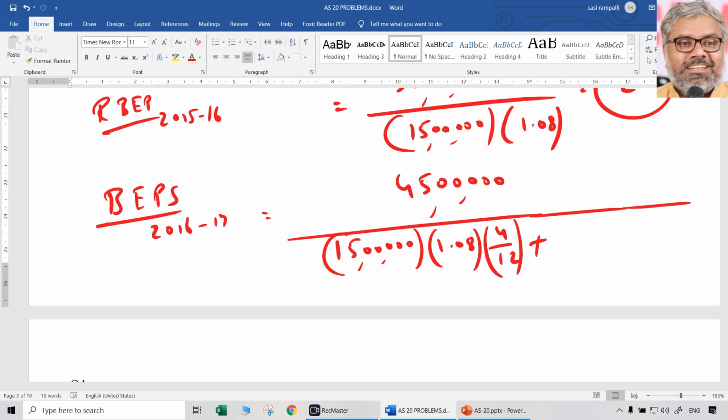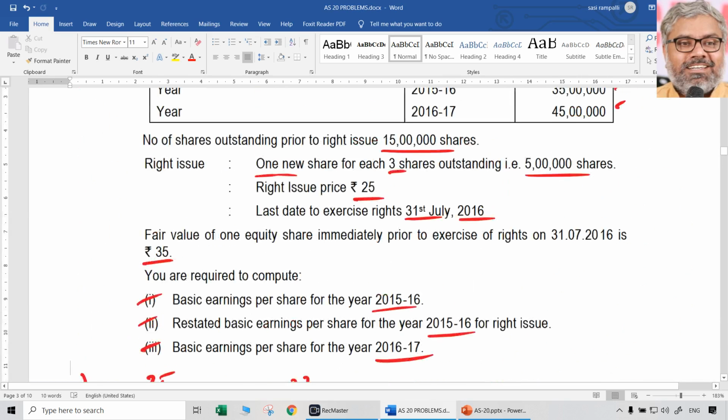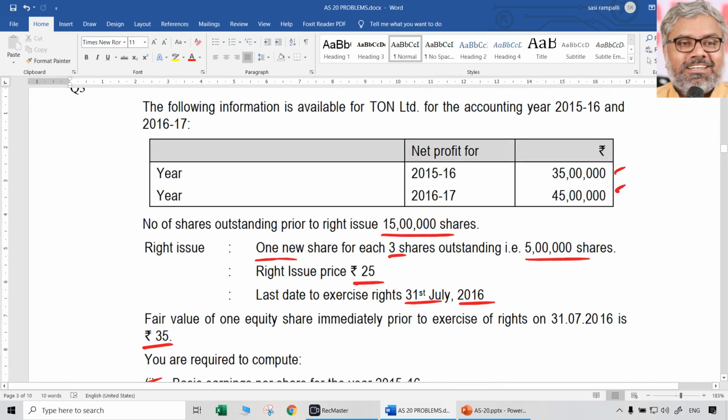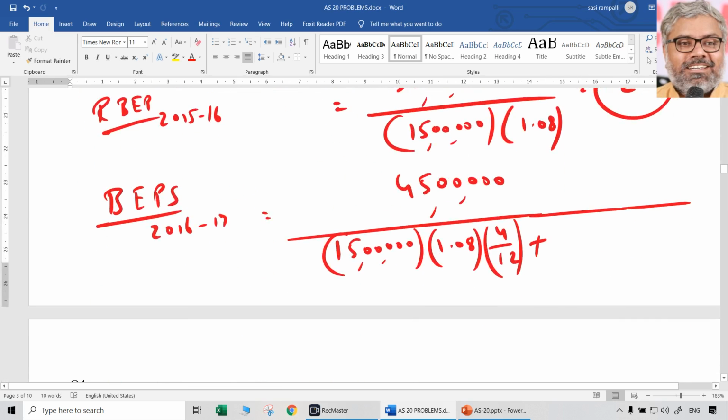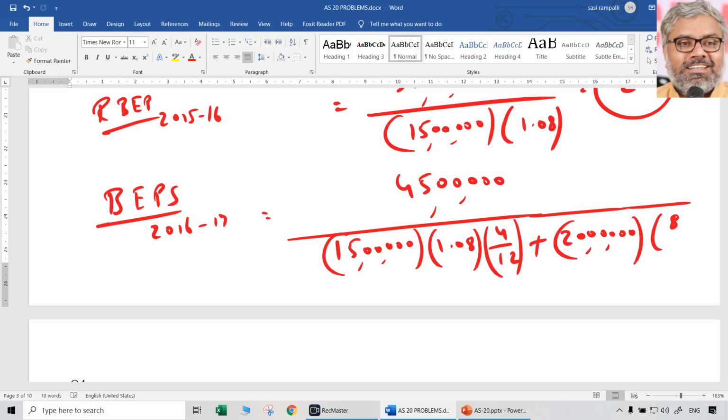That is for prior to the rights issue. 15 lakhs into 1.08 into 4 by 12. Why 4 by 12? April, May, June, July. Only 4 months prior to the rights issue. After that, naturally 8 months are there. So after that, the total number of shares became, instead of 15 lakhs, 20 lakhs. But those 20 lakhs are there for how many months? 8 months. So into 8 by 12. So that will give us the basic EPS for the current year 2016-17.